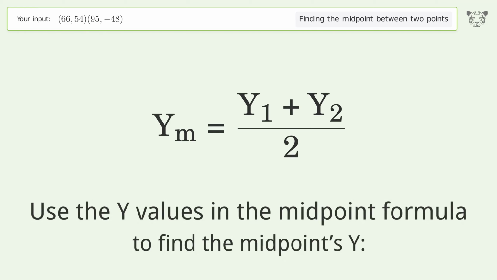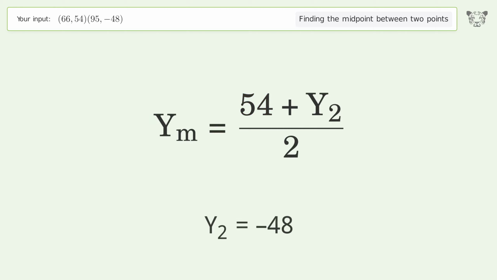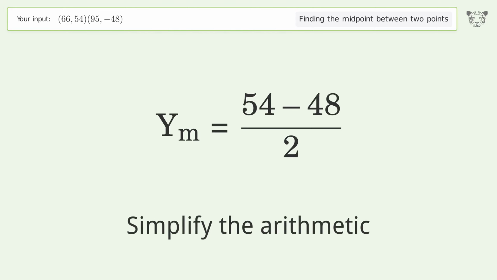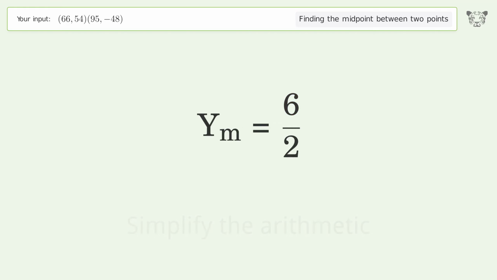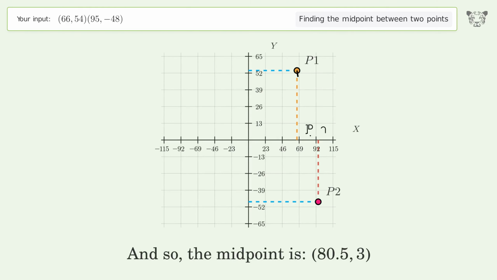Use the y values in the midpoint formula to find the midpoint's y. y1 equals 54. y2 equals negative 48. Simplify the arithmetic. And so, the midpoint is 80.53.